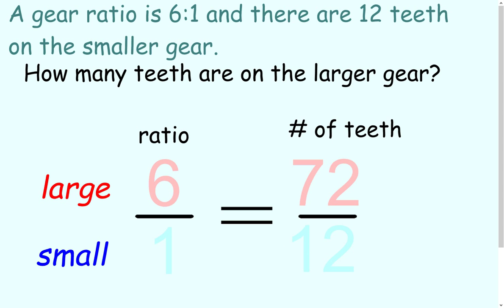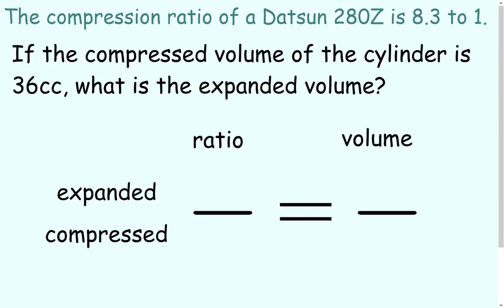Okay, one more example, setting these up. The compression ratio of a Datsun 280Z is 8.3 to 1. It doesn't sound very easy to multiply in our head. If the compressed volume of the cylinder is 36 cc's, what is the expanded volume?